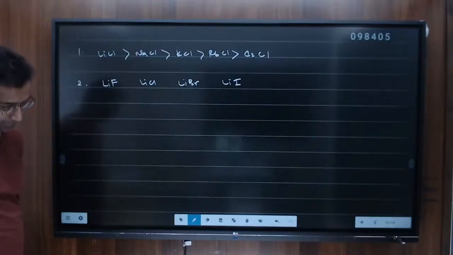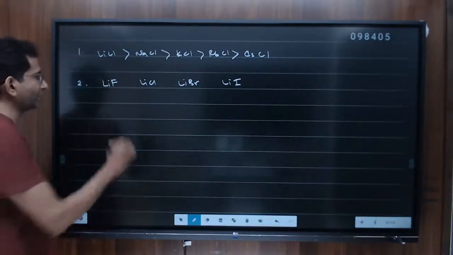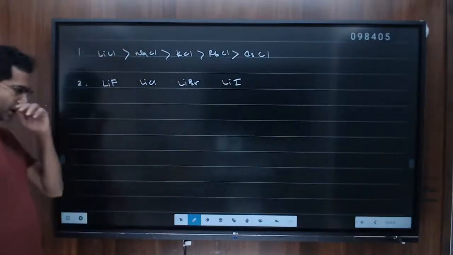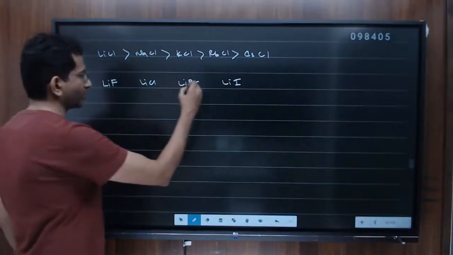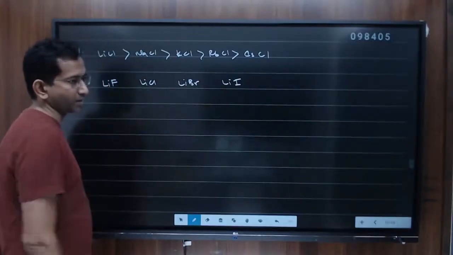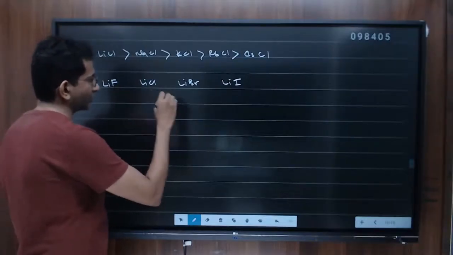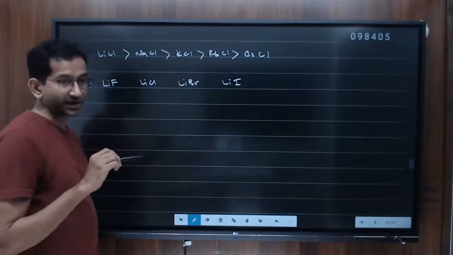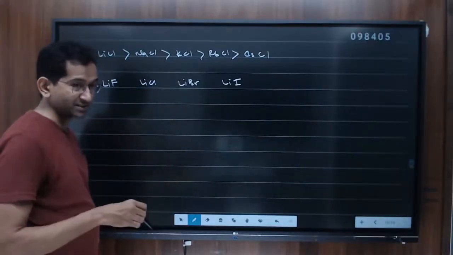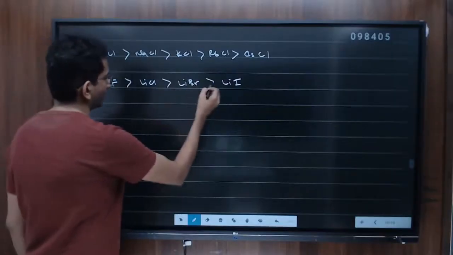Thermal stability. Now in all these, lithium is constant. Fluoride, chloride, bromide, iodide are different. Due to that, what happens? All have the same unit negative charge, but if you go from fluorine to chlorine to bromine to iodine, what happens? Size increases, so lattice energy decreases. Lattice energy decreases, so the stability order will go like this. Check it.